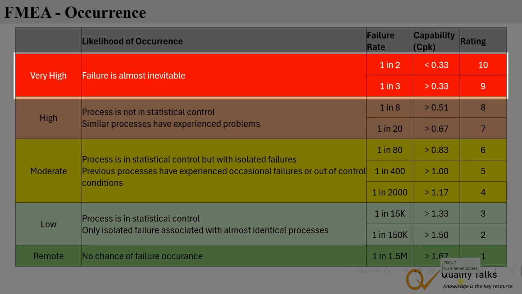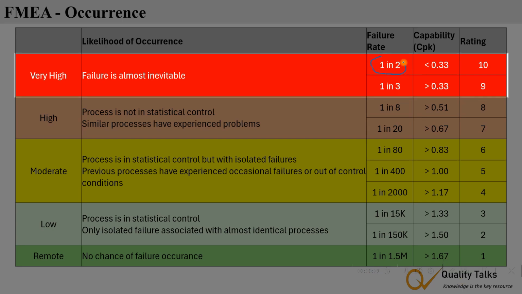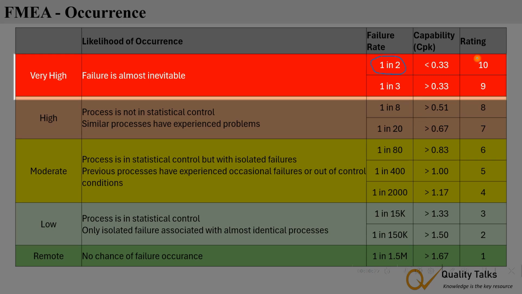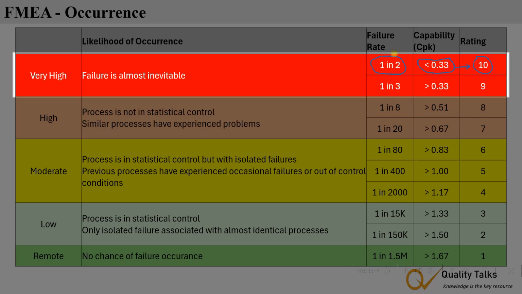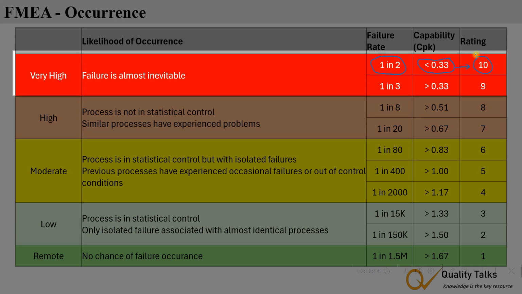Let's first discuss the occurrence rating 10. If the failure rate is 1 in 2, then the occurrence rating will be 10. Or if process capability is less than 0.33, then also the occurrence rating will be 10. So either failure rate 1 in 2 or process capability less than 0.33 or both. In all three cases, the occurrence rating will be 10.